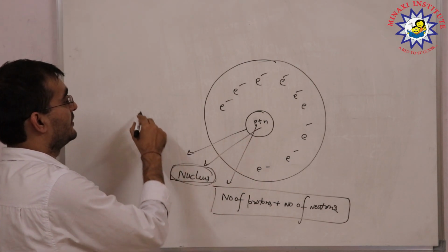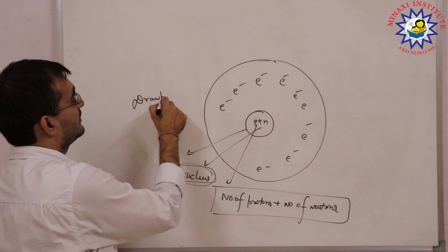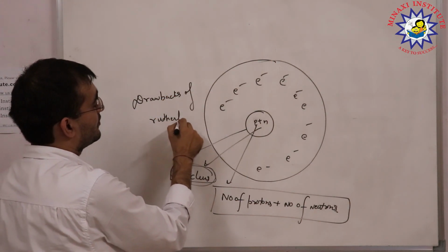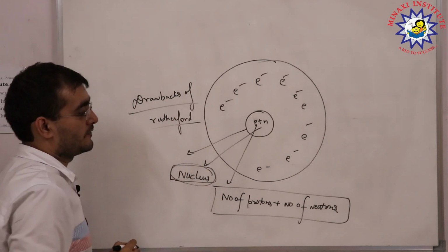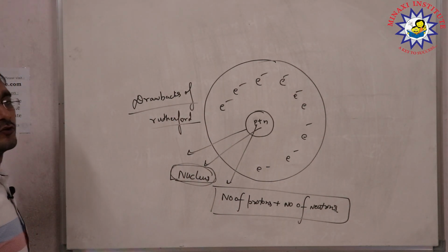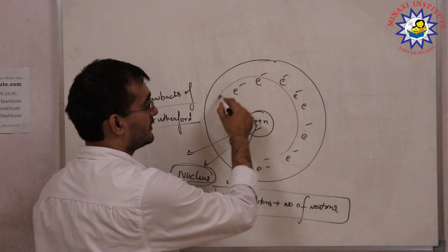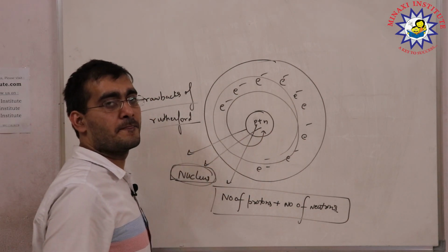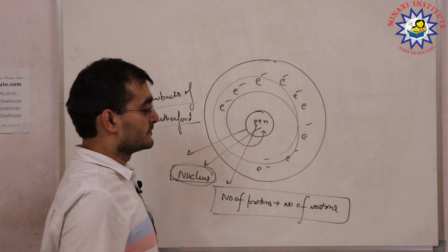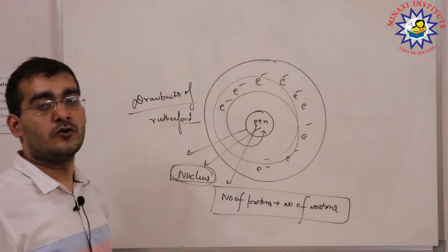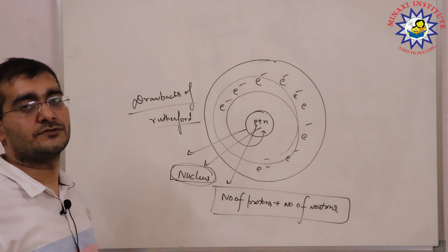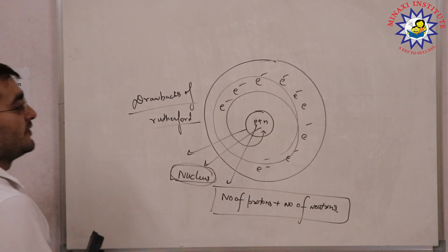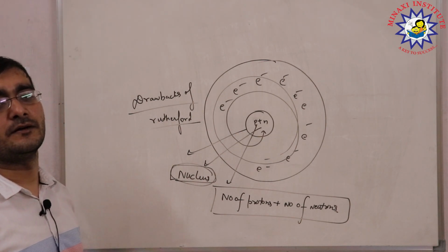So Rutherford failed. We have the drawbacks of Rutherford. Continuously, when the electrons are revolving, they will fall into the nucleus, and the atom will not exist. Hence, Rutherford could not describe the motion of electrons around the nucleus. Then we have the next scientist, named Niels Bohr.